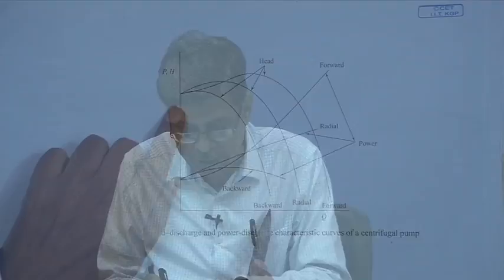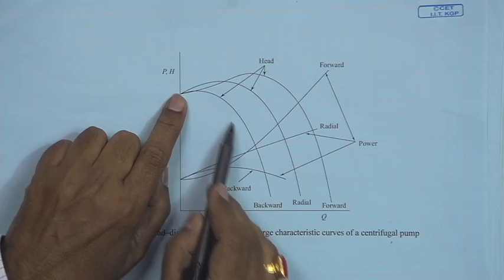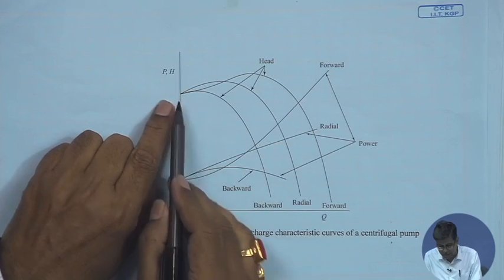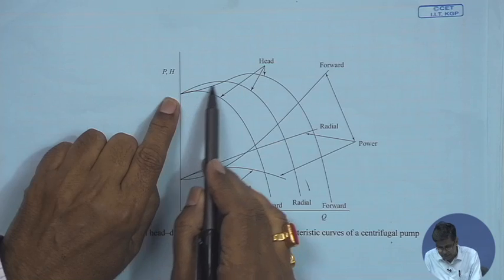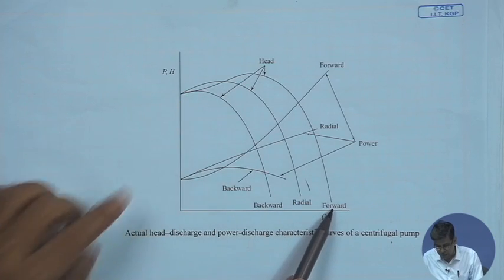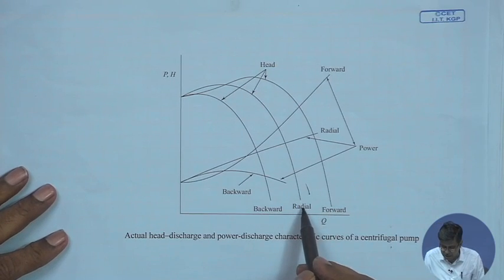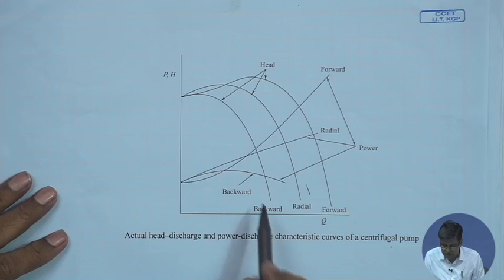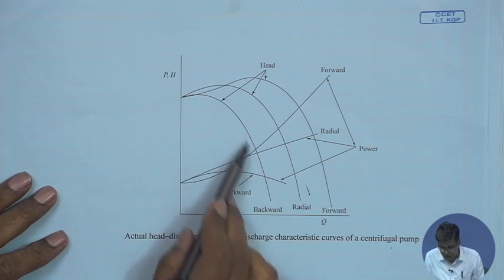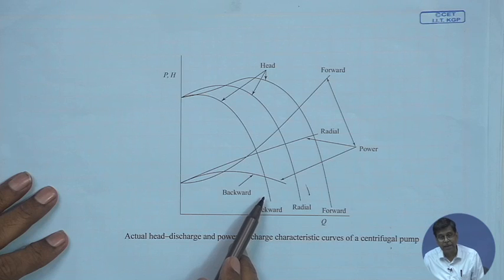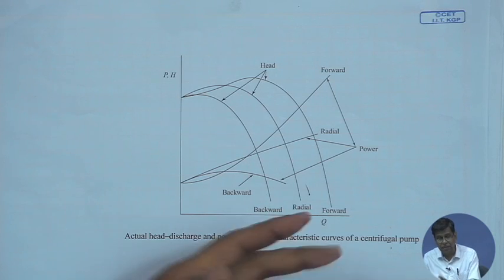Now, for a backward facing blade, we already got this curve earlier. It looks like this. Then this will be the radial one, and this shape is for the forward facing blade. But we are not discussing much about these two, since we use mostly backward facing impeller blades in practice. The reason for this I will tell afterwards.